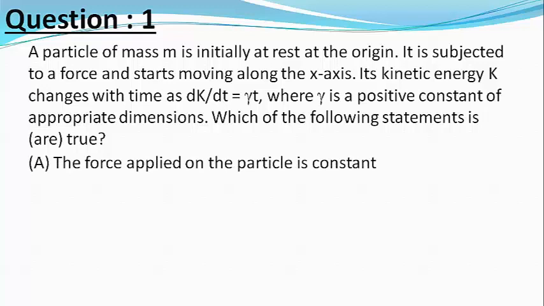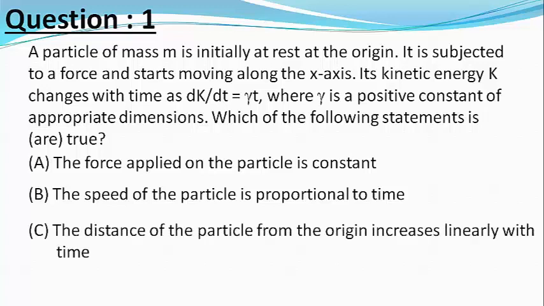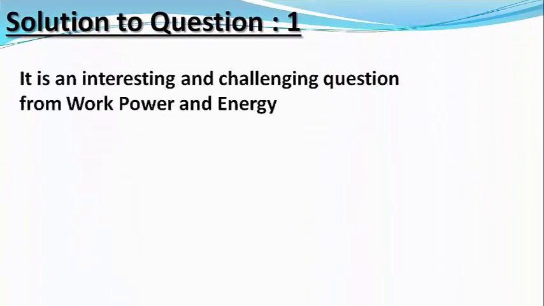Statement A. The force applied on the particle is a constant. Statement B. The speed of the particle is proportional to time. Statement C. The distance of the particle from the origin increases linearly with time. And statement D. The force is conservative. It's a very interesting and challenging problem from work, power and energy, and has one or more than one statement correct. Let us now examine the question.